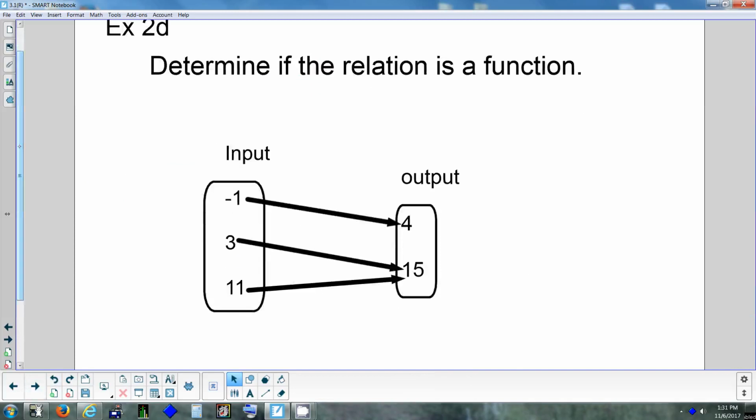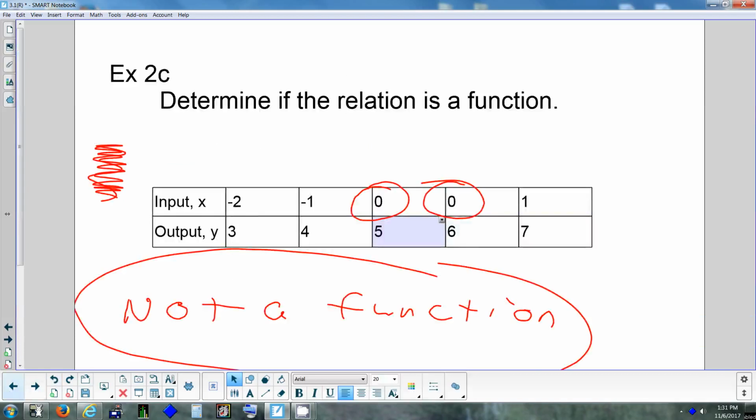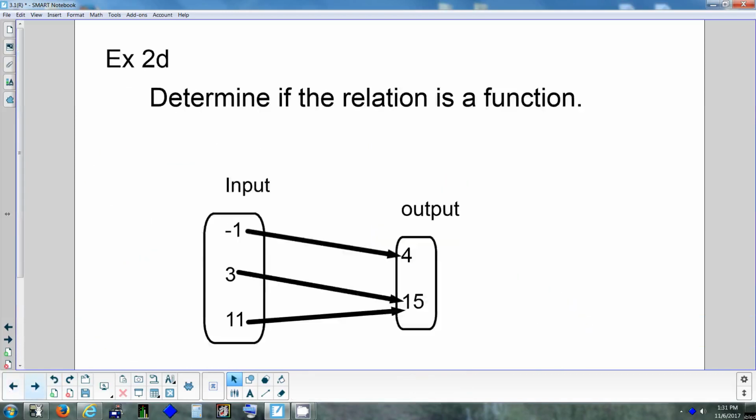Okay. Let's look at this one. So what I'm showing you is all the different ways that you can write input, output. You can write it as coordinates. You can write it as a table. You can write it as what's called a mapping diagram. Okay, so this is an input-output diagram or domain range diagram.